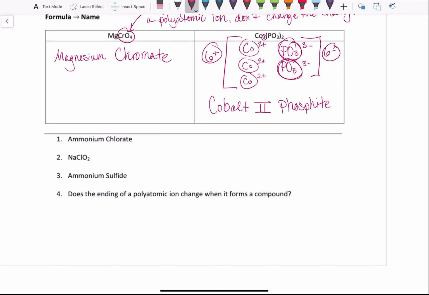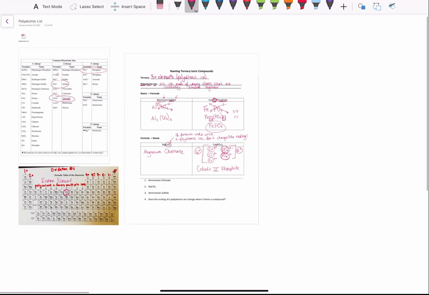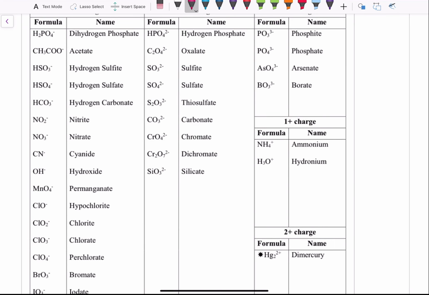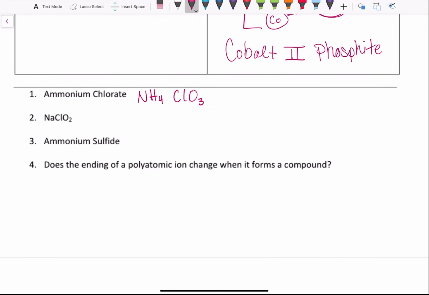All right, up first, we have ammonium chlorate. Those are both polyatomic ions. Let's find them on our list. Ammonium is here, and then chlorate is here. So let's jot those down. We also need to crisscross our charges. Ammonium is a plus, chlorate is a minus. So after we crisscross, we don't have any subscripts. So our final answer would be NH4ClO3. That is ammonium chlorate.